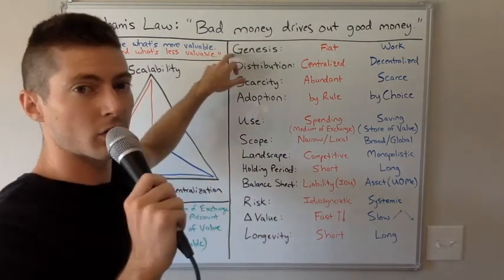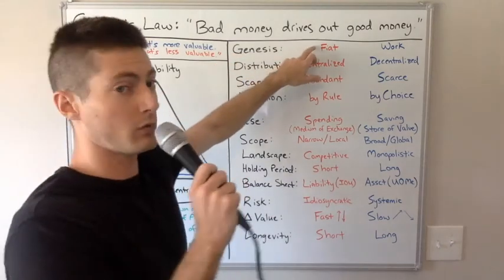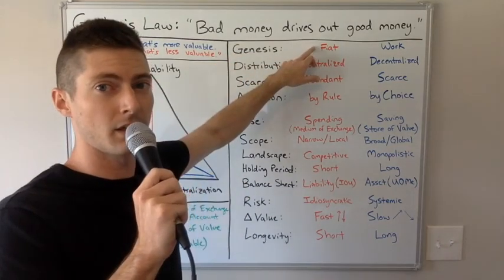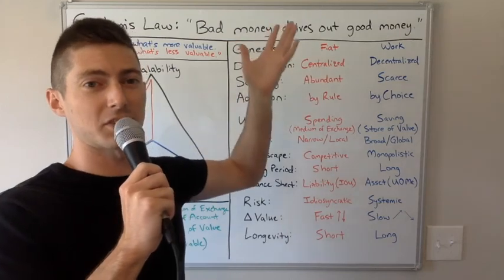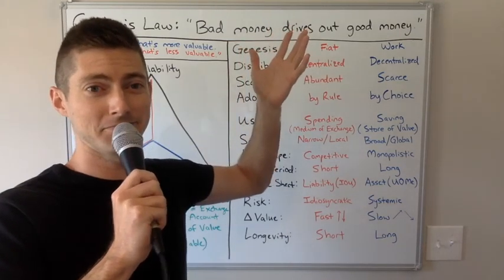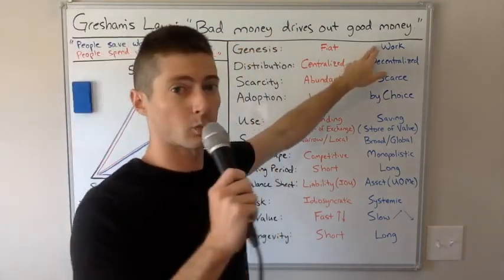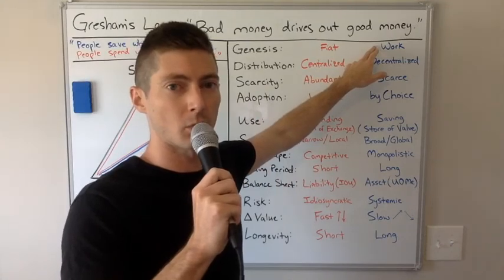Genesis. Where does currency come from? Fiat. Basically, someone says, this exists. We're using it. Unlike money, which is worked into existence. Someone creates it.